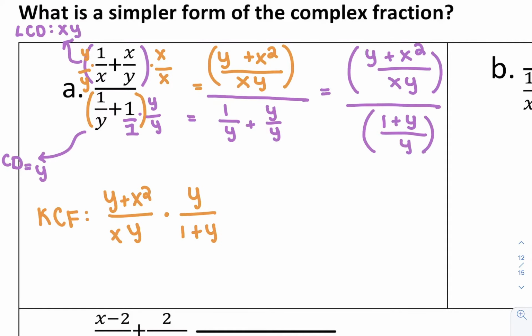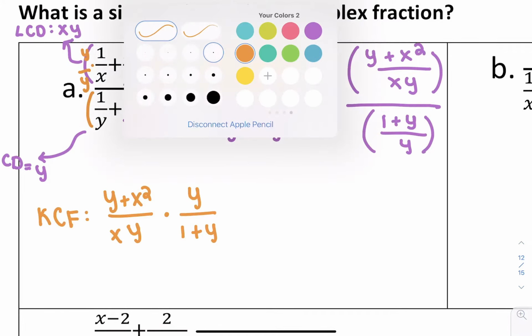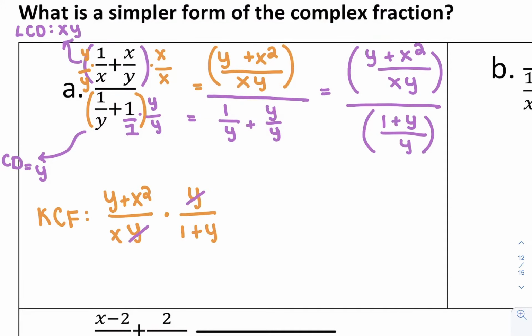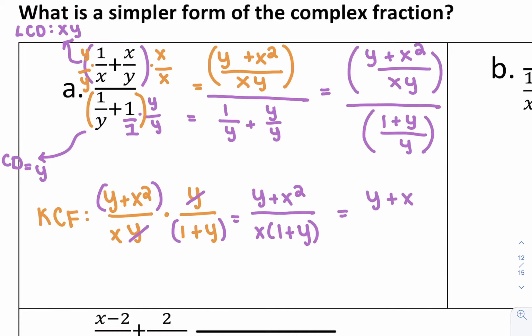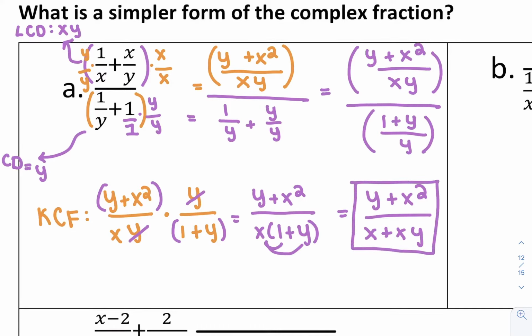And I'm going to look to see if there's anything I can cancel. Notice I can cross cancel this y with this y, and I end up with y plus x squared. Remember these parentheses, all over x times y plus 1 plus y, which I'll distribute to end up with y plus x squared over x plus xy. These problems can seem really complicated, but just try to focus in on simplifying numerator, simplifying denominator, and then finally keep, change, flip.